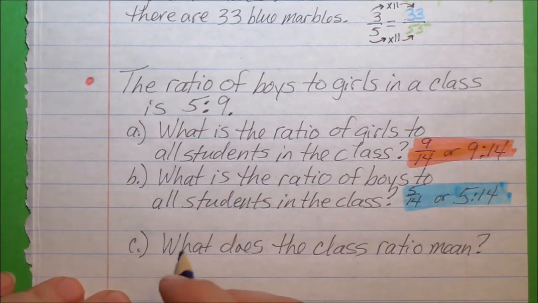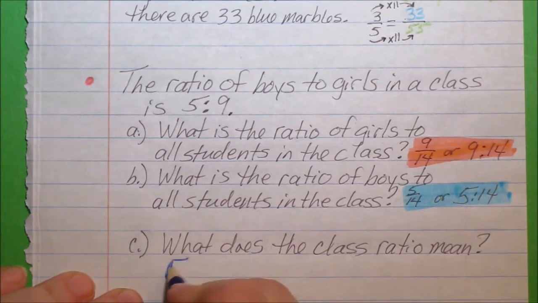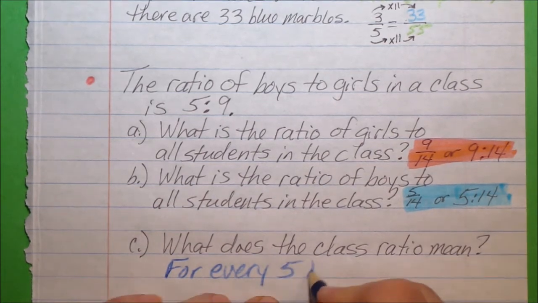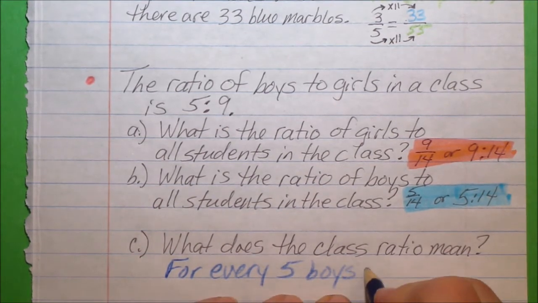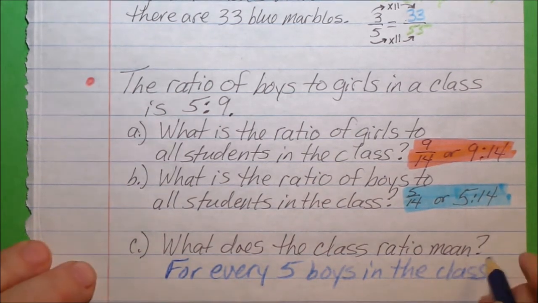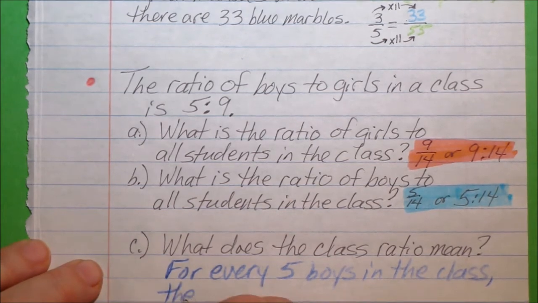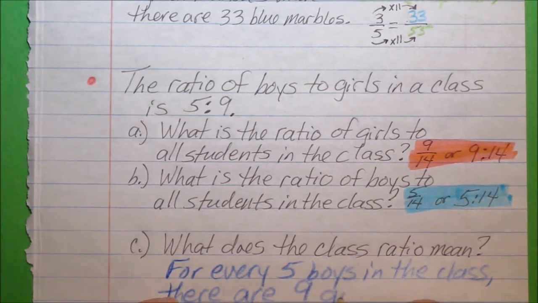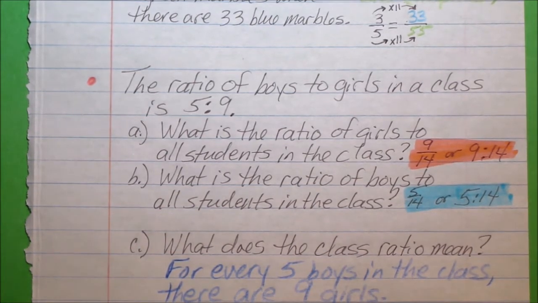The class ratio means that for every 5 boys in the class, there are 9 girls. So when you're asked this kind of question, what does the class ratio mean? What they're asking you is to explain in words what those numbers actually mean. For every 5 boys in the class, there are 9 girls. Okay, so that's the notes.